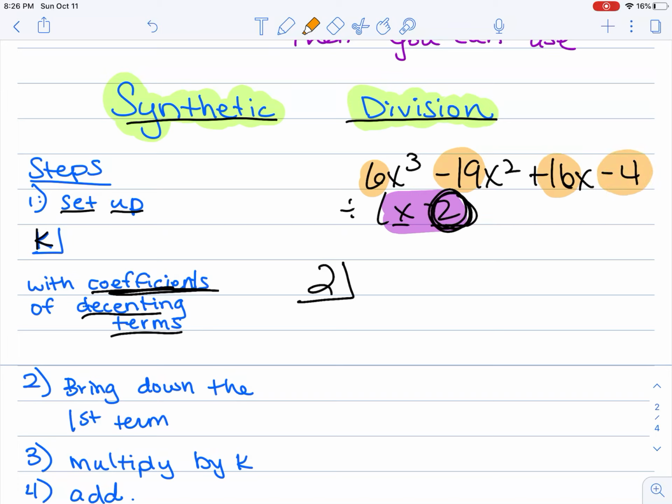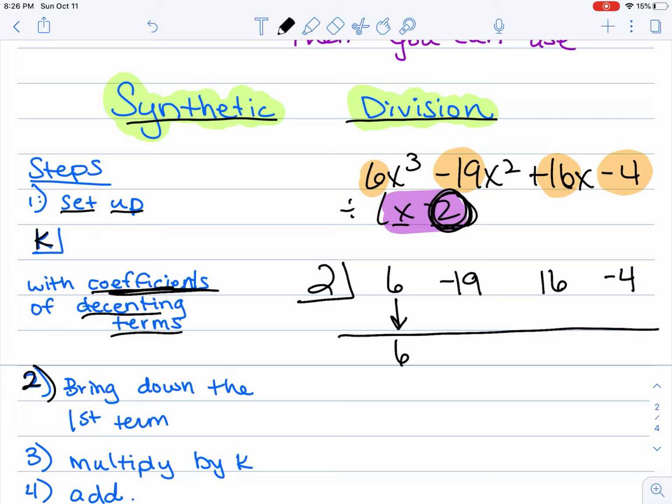And those are descending. Again, we're not missing any terms. So we write the coefficients 6, negative 19, positive 16, negative 4. And we're going to skip a line, and we're going to write our bar there. Step 2, we're going to bring down our first term, 6. That was pretty easy. Step 3, we're going to multiply by the value of k. So as we go 2 to 6, we multiply, and we put it right here.